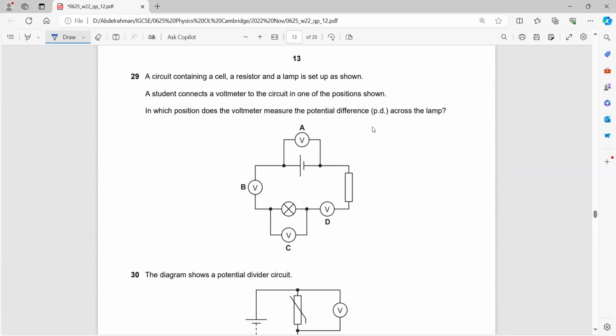Circuit containing a cell. In which position does the voltmeter measure the potential difference of the lamp? Potential difference of the lamp. C.